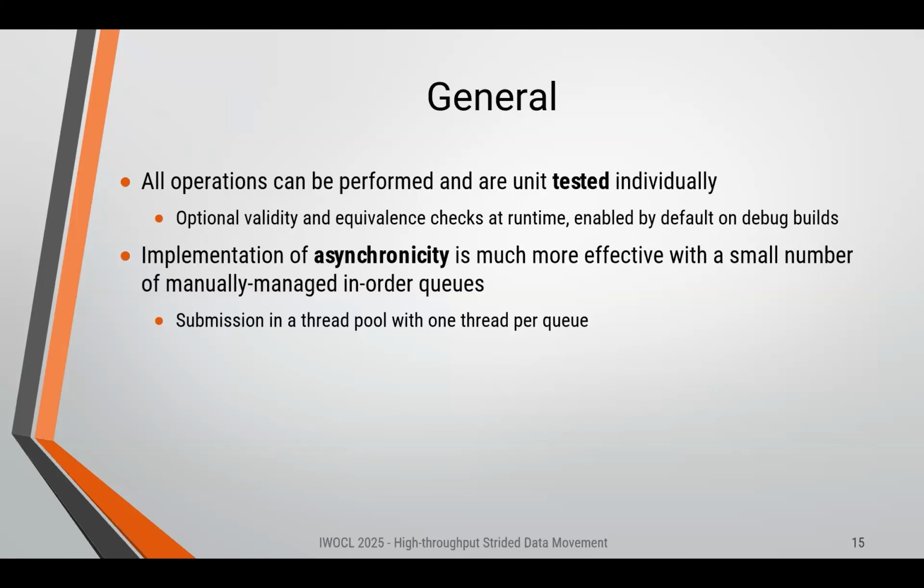It's very important to keep everything asynchronous if you actually want to get close to this peak performance. And what we found is that at least at this very low level and at the very small kernel runtimes that we're dealing with, submitting to manually managed in-order queues was a lot more efficient than using an out-of-order queue.